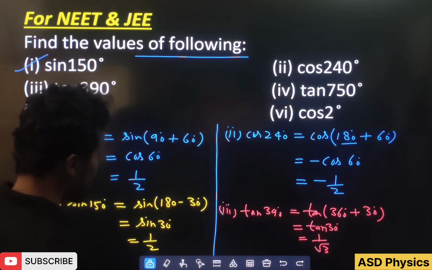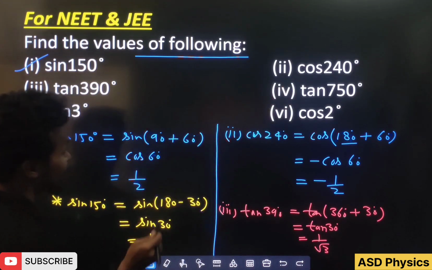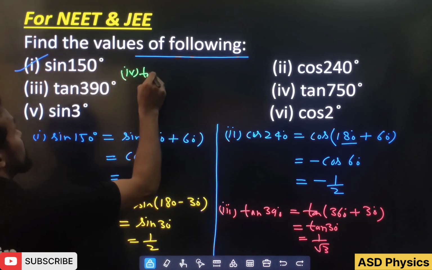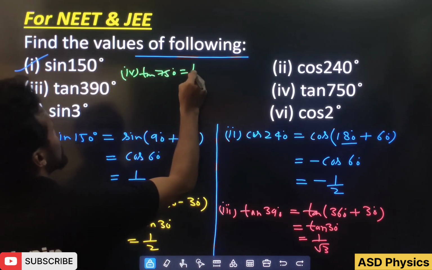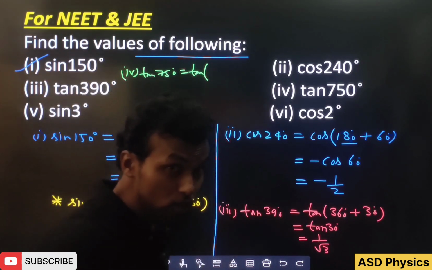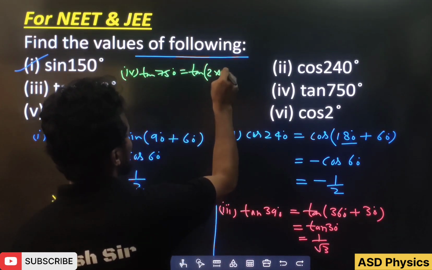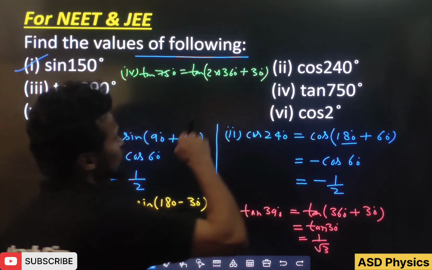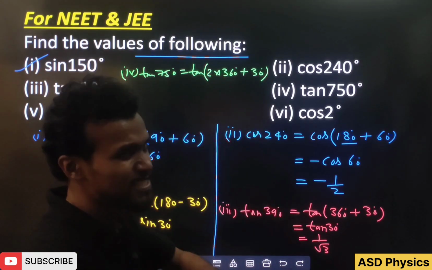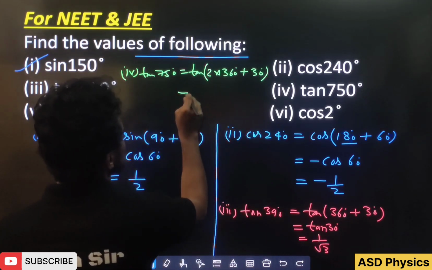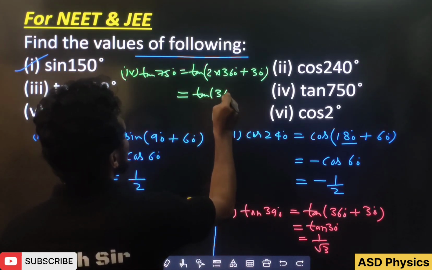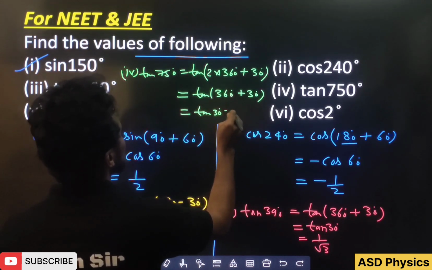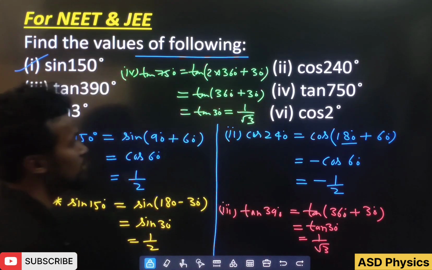Next one, students, see, tan 750 degrees. Let me write here, we have some space. Tan 750 degrees. How many revolutions? 2 revolutions. So tan of 2 into 360, that is 720, plus 30. Even number of revolutions are happening, 2 into 360, 3 into 360. So this one we will consider as tan of 360 plus 30 only. It will become tan 30, and the value will be 1 by root 3.